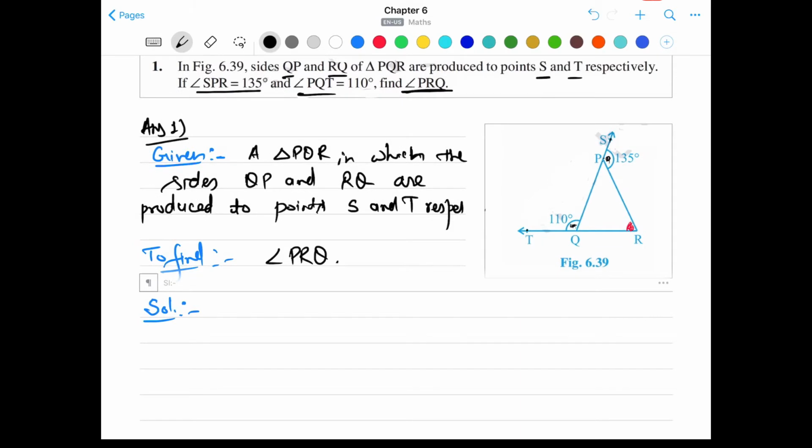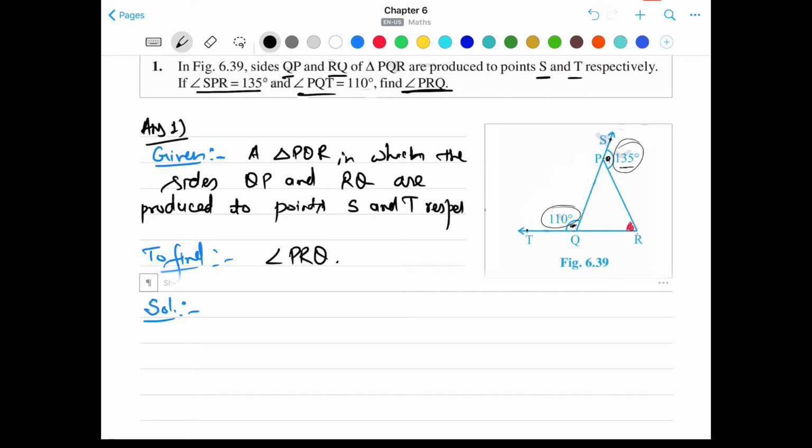Okay, now you will see in the figure we have this angle 135, which is the exterior angle when the side QP is produced to point T. So this is the exterior angle. Similarly, the side QR is produced till point T, then this is also another exterior angle.